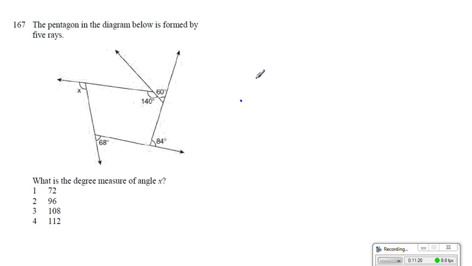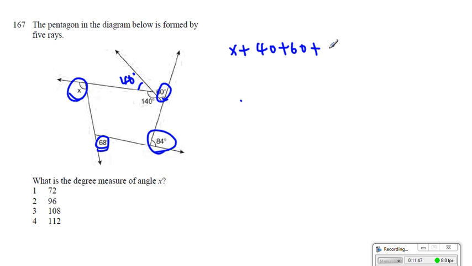Okay, so here we will be using the idea that the sum of the exterior angles is always equal to 360. Now here we have one exterior angle 60, another one, and we have x, but we don't have this one. You will realize that since the adjacent interior angle is 140, this must be equal to 40 because they are supplementary. Then here it goes, x plus 40 plus 60 plus 84 plus 68.